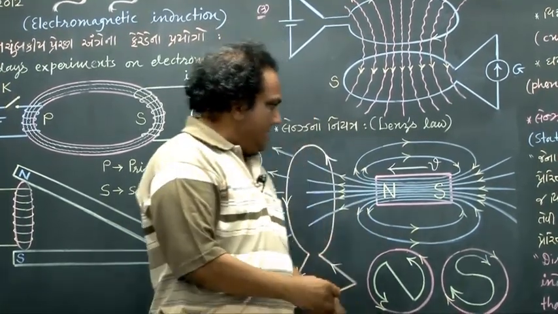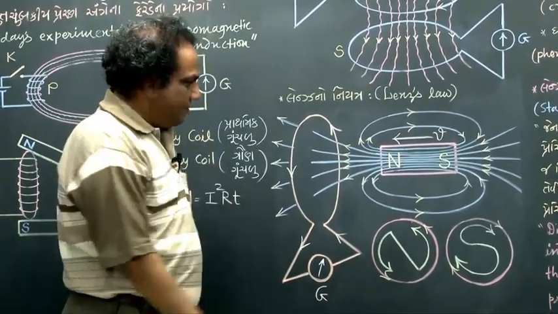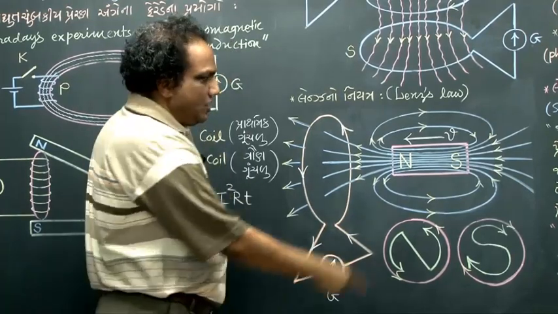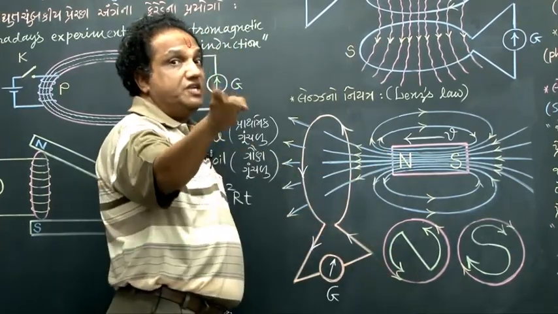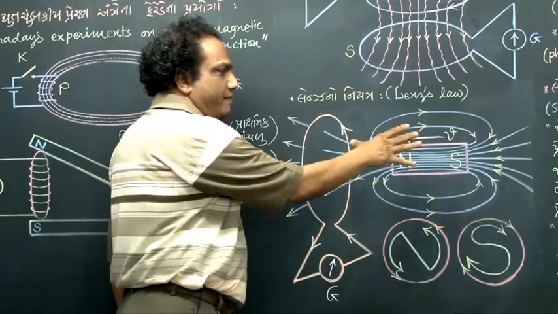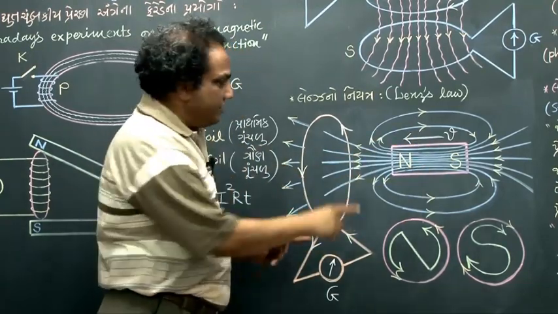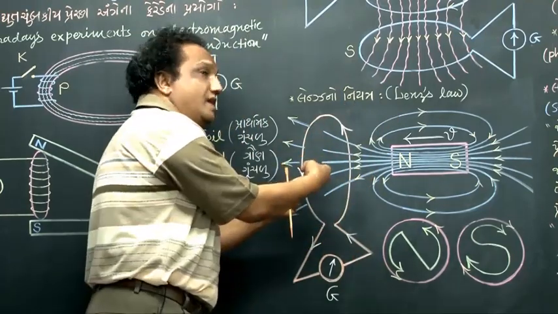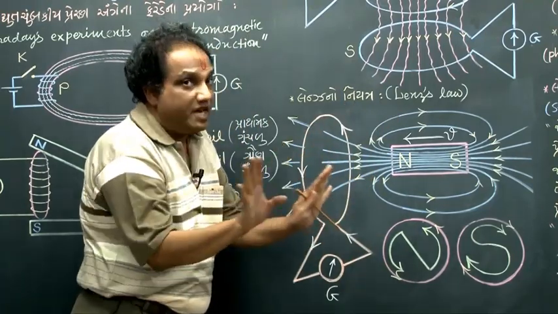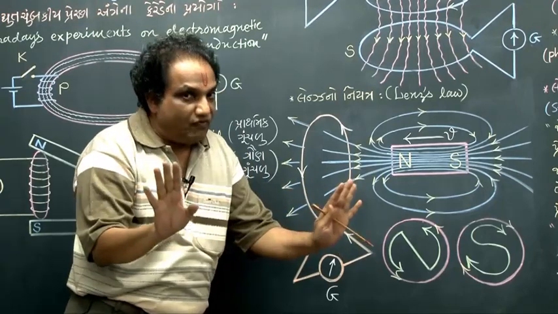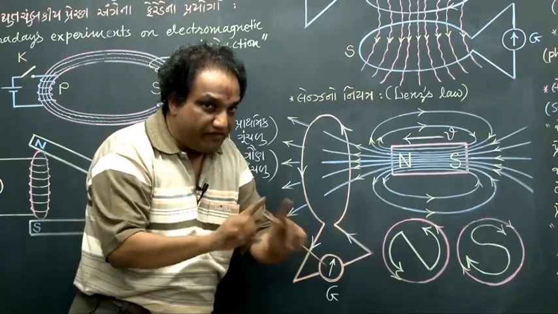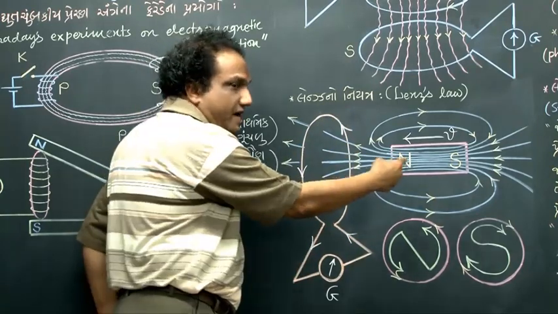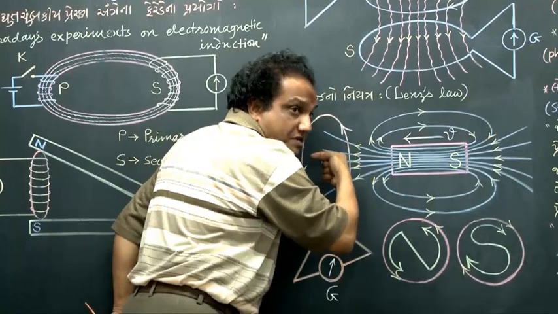Look, what is the root cause for the production of this induced current? That root cause is not this magnet but its motion. See, the magnet is not responsible for this current. If the magnet is at rest, then there will be magnetic flux, but there won't be any change in magnetic flux, and then no induced EMF, no induced current. Here you are getting induced current not because of the magnet but because of its motion.